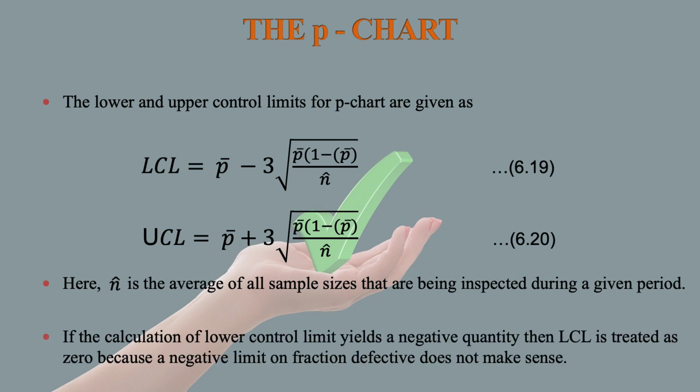If the calculation of lower control limit yields a negative quantity, LCL is treated as 0 because a negative limit on fraction defective does not make sense. So, dear learners, first of all, you have to calculate LCL and UCL, but in any problem, if you get the value of lower control limit as negative, then you have to take the value of LCL equal to 0 because negative defectives do not carry any sense.